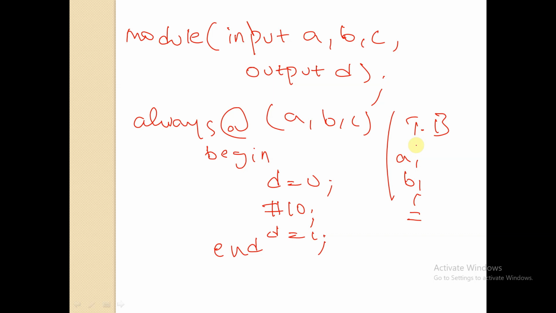If you are printing it at 0, it will give the D value 0. If you are printing after 10 nanoseconds, it will give the D value 1. Any other answers?